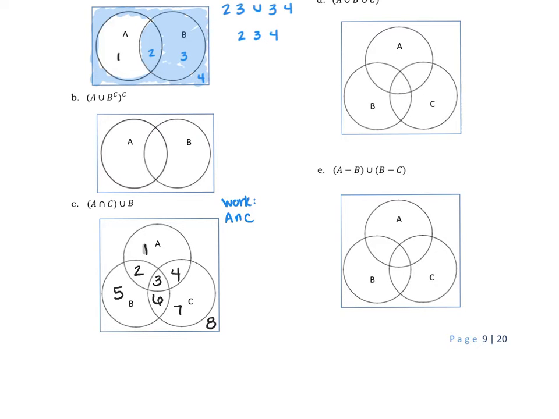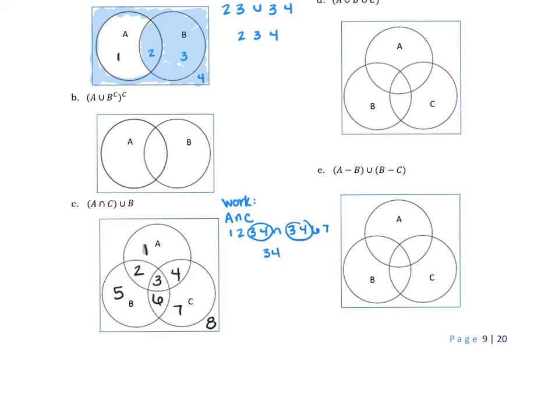So again, to go through the work that would potentially go with this, starting with what's in parentheses, it says A intersect C. So set A, in this case, are regions 1, 2, 3, and 4. And we want to form an intersection with everything in set C. So inside the circle that represents set C are regions 3, 4, 6, and 7. If I want the intersection, I'm looking for what those have in common, which is 3 and 4.